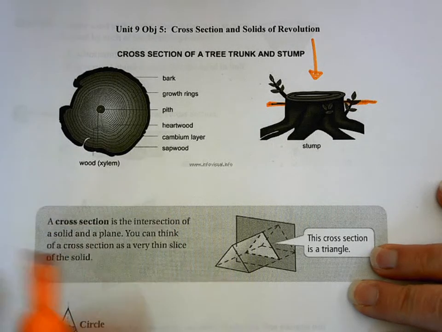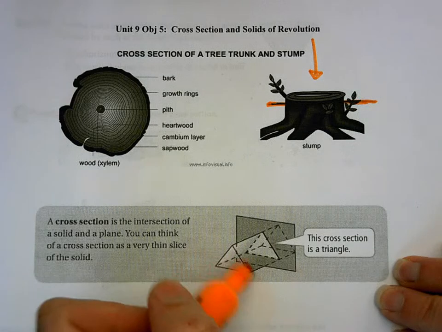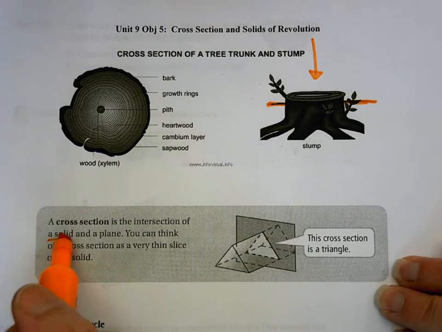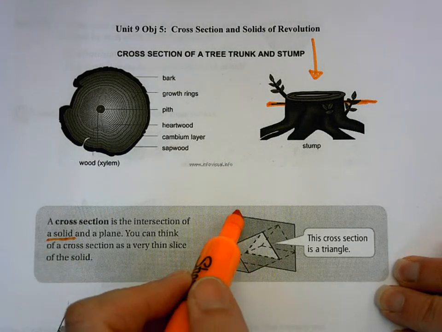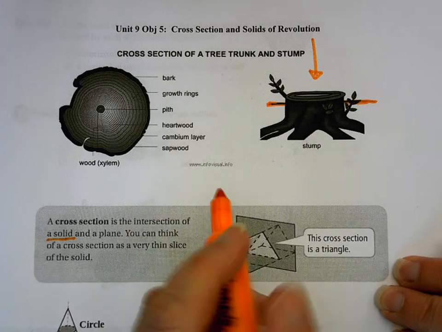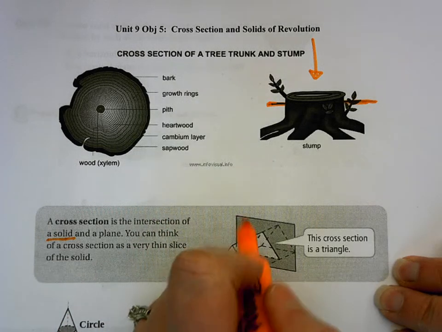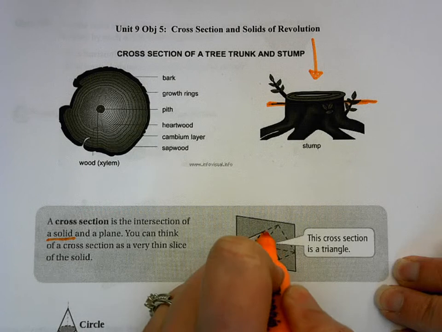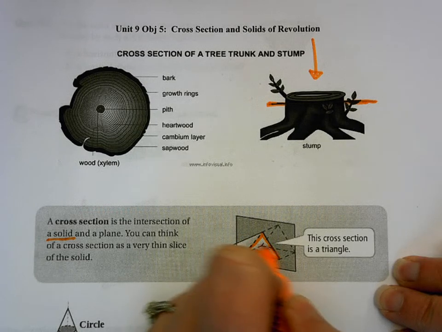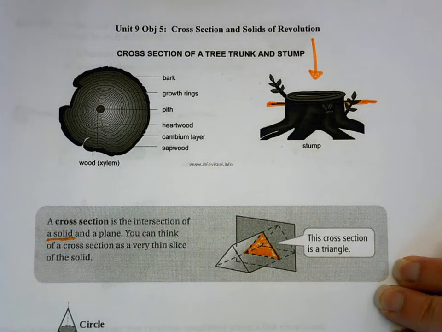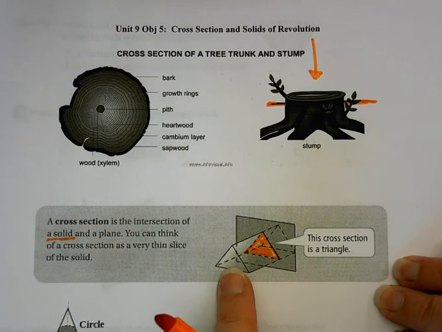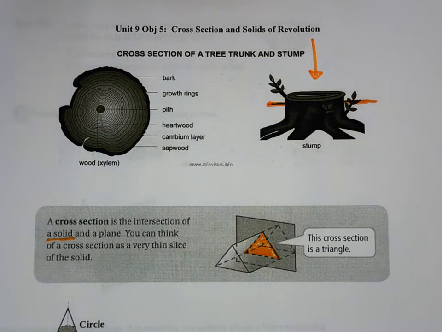So it is slicing through a three-dimensional object, our solid, by a plane, which is our two-dimensional object. And so if I look at this triangular prism and look at its cross-section, this part right here, it would have a cross-section of a triangle, okay? And that would be if I cut parallel to the base, which is my triangle, okay?